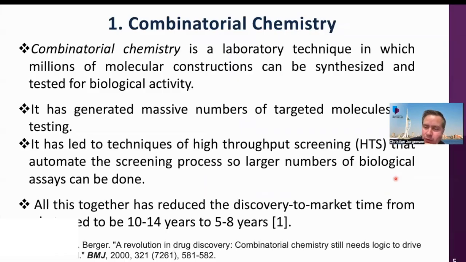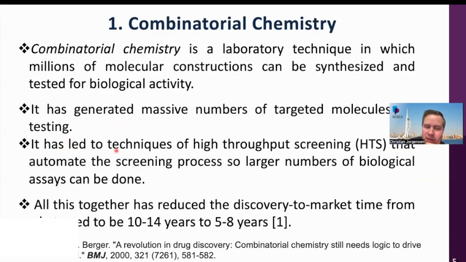So in this lecture, we will now go by theme, okay? So first, we will start with combinatorial chemistry. And what is that? Combinatorial chemistry is a lab technique in which millions of molecular constructions can be synthesized and tested for biological activity. Combinatorial chemistry has generated a massive number of targeted molecules for testing.